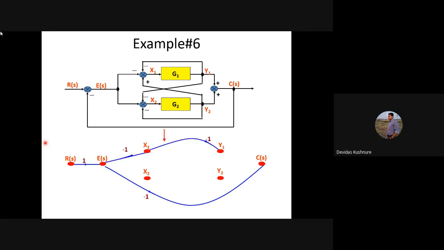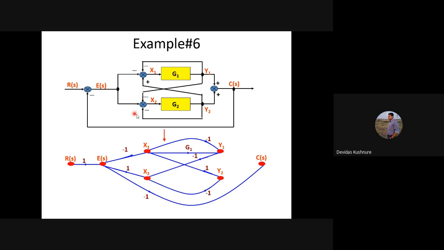From U(s) to X1, X1 has 4 signals associated. One is coming from this E(s), that is -1, one is coming from Y1, that is -1, and one is coming from Y2, that is +1, right? This is positive. And from X1 to Y1 we have a signal which has gain equal to 1, right?